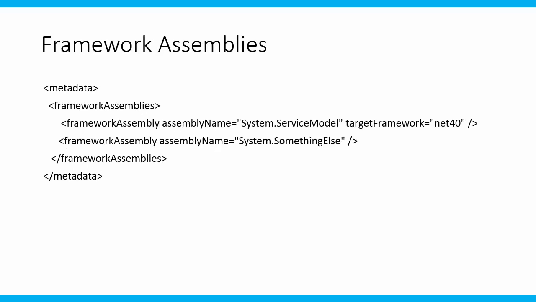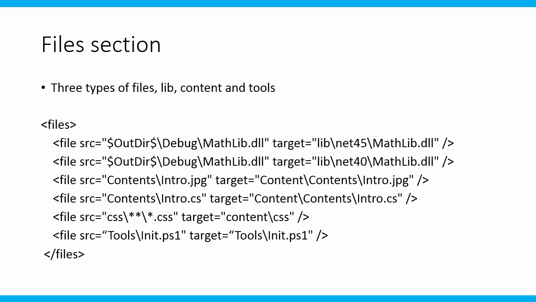Next is the framework assembly section. In here, we can see that there's a reference to .NET system DLLs, for example, the service model here. And we can put anything we want, and NuGet will verify that those references are already there inside of our project. If they're not, it will add the reference before it installs our package. So in the files section, there are three types of content that we can put. We can put lib, content, and tools.